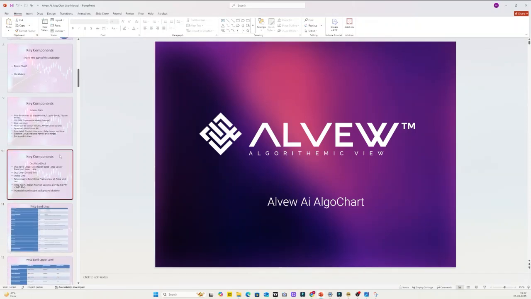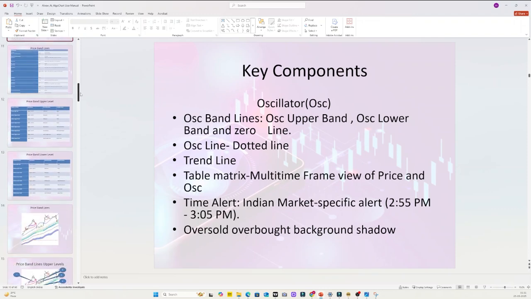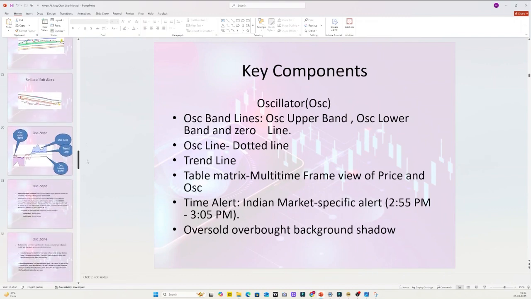So here we see that the key components of the oscillator are the oscillator band lines: the oscillator upper band, the oscillator lower band, and the zero line. Then we have the oscillator line, which is a dotted line, the trend line, and the table matrix, which we will discuss in the next video, the time alert, and the oversold and overbought zone, which we will discuss in this video. So, coming back to the main components of the oscillator, here it goes.